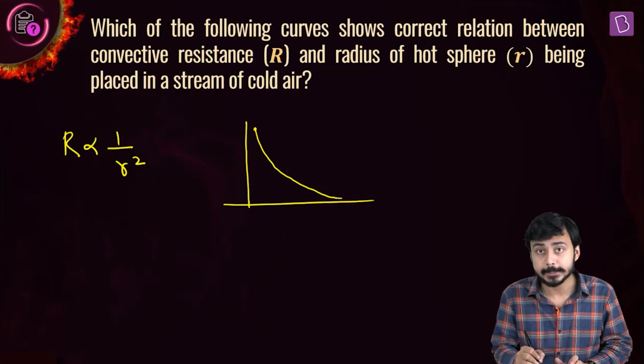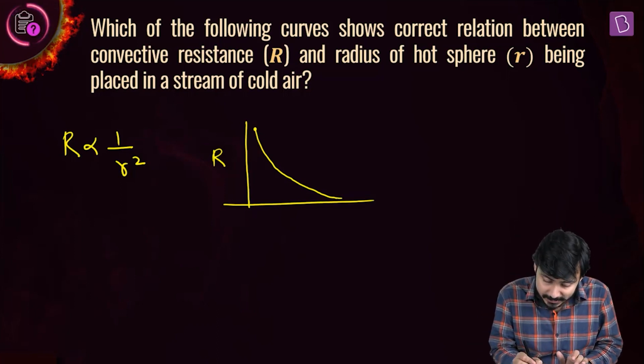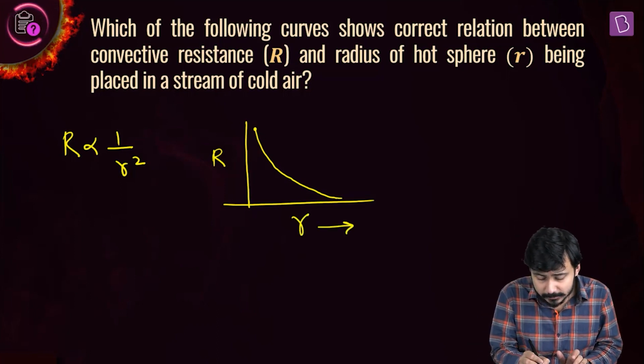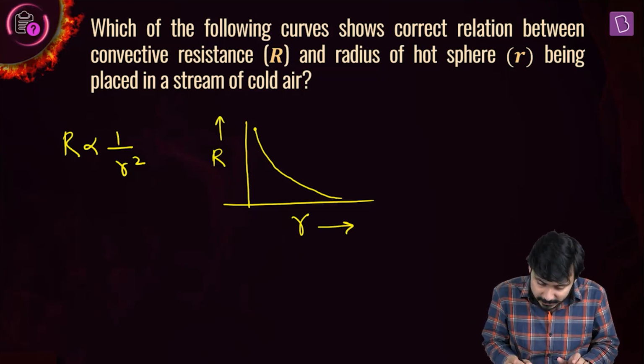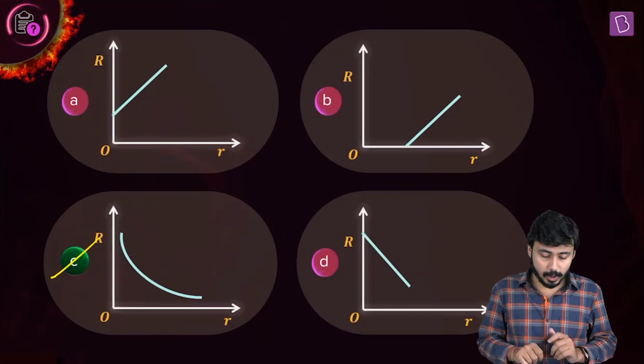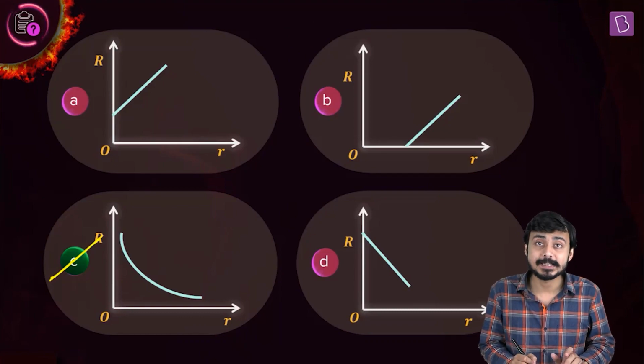Approximately, where this is capital R, which is the convective resistance, and this is small r, which is the radius of the spherical body, right? So which of the options will be correct? Option C will be the correct option in this case.